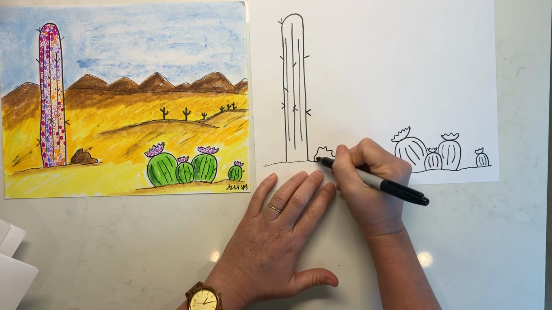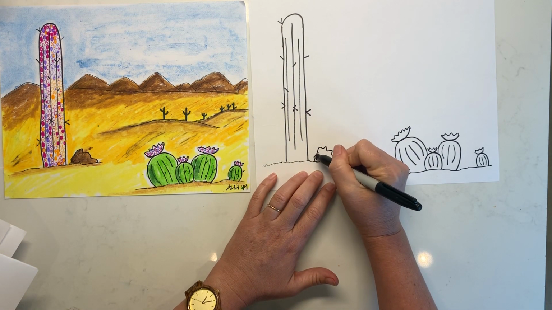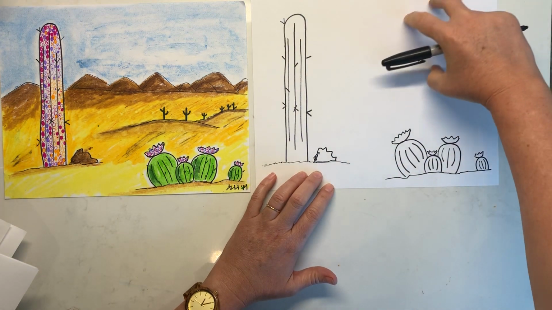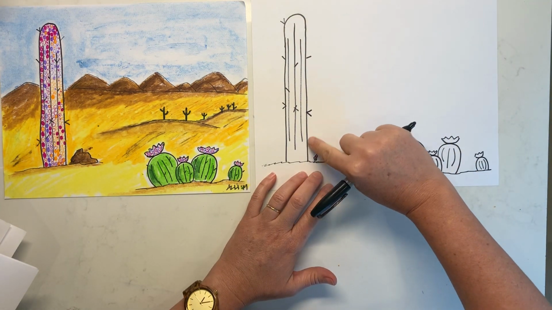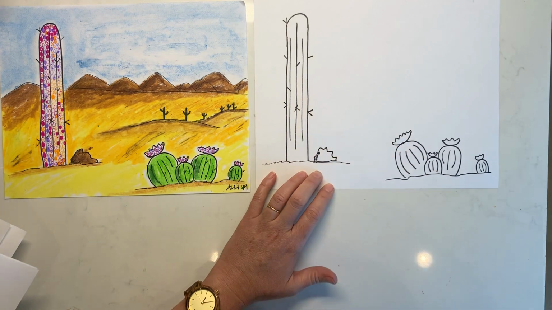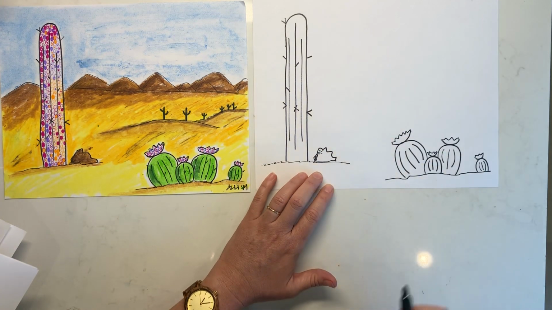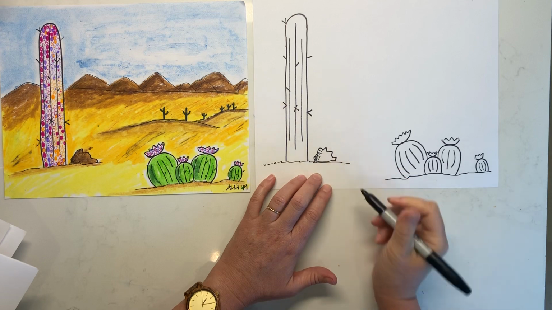And so I'm just gonna do this jagged rock sitting beside here. And I put a few little lines on this side, because if my sun is shining down and it's close here to my cactus, it's not gonna be getting a lot of sun over there. So I just put some rough lines in there to show some shadows.